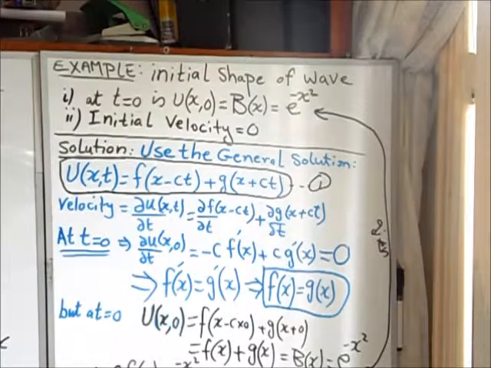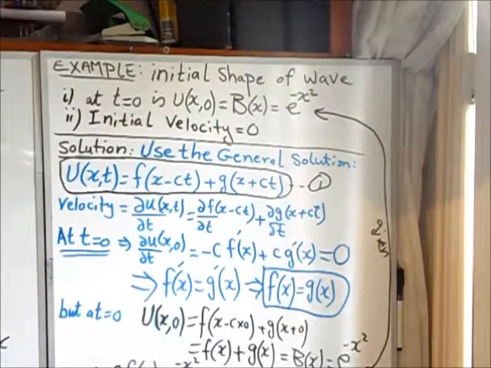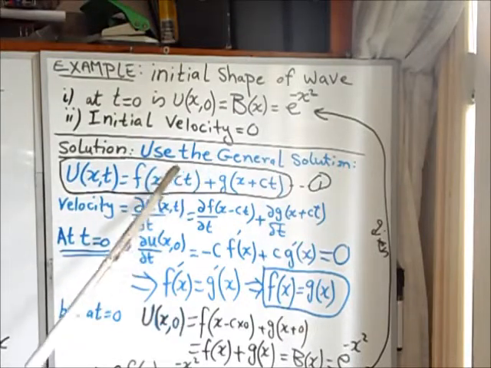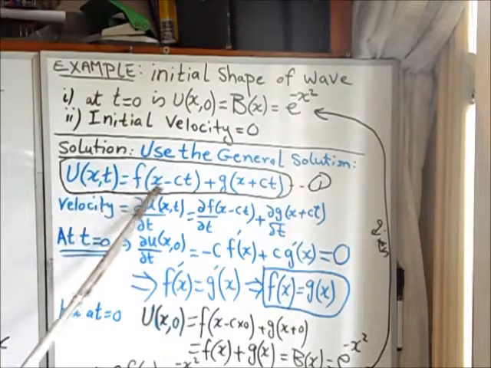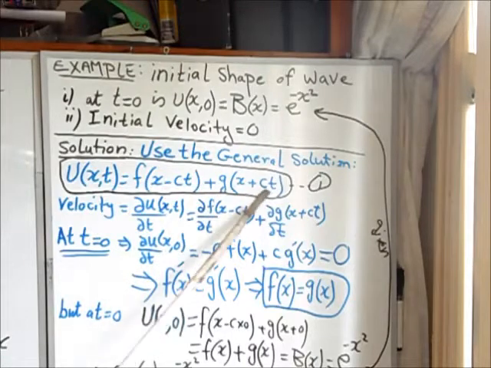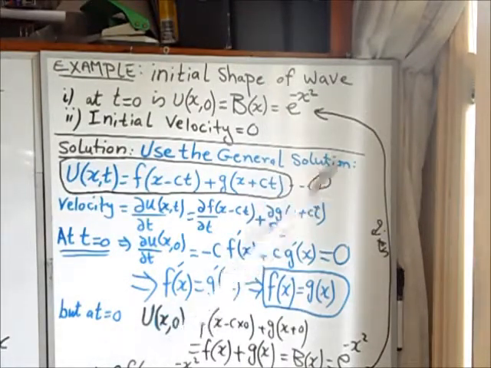As we discussed before, we are given the initial shape. Also, we are given a second condition that the initial velocity equals 0, because when you started, you hold the string, its initial velocity is 0. So we want to write the equation that represents this wave. Again, we use the general solution as we put it, u(x,t) equals f of x minus ct plus g of x plus ct. Alright, so let's call this equation 1.